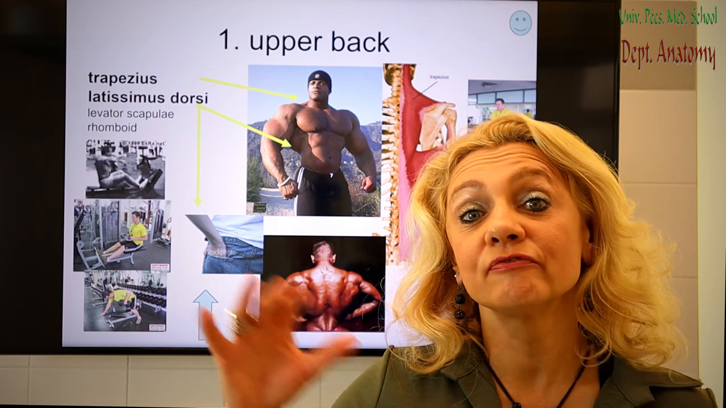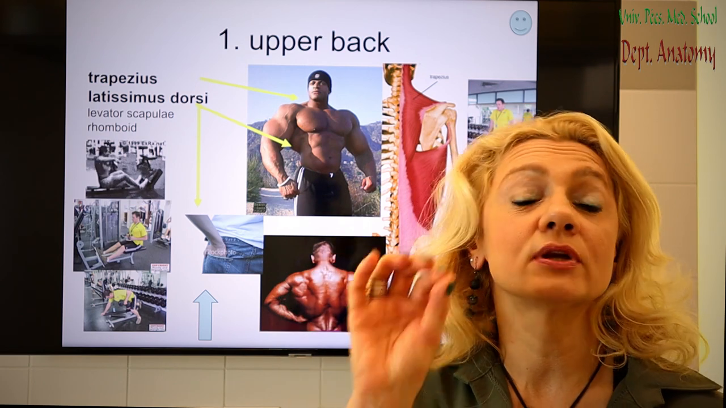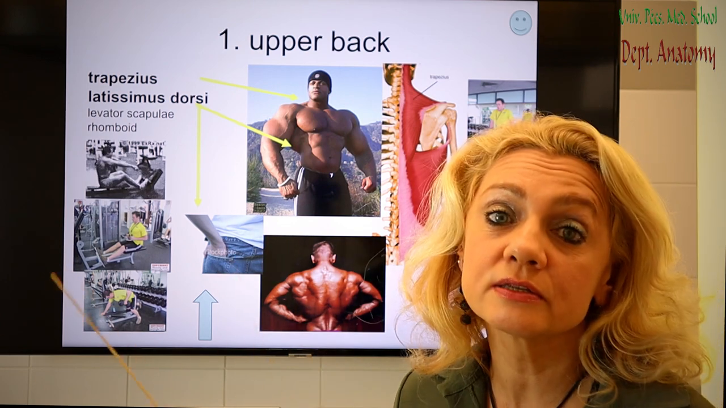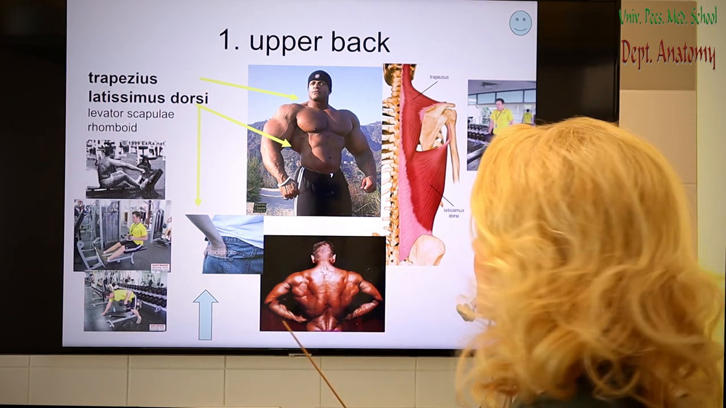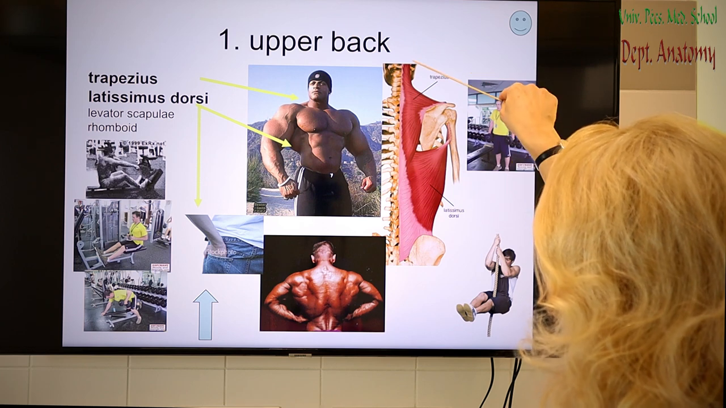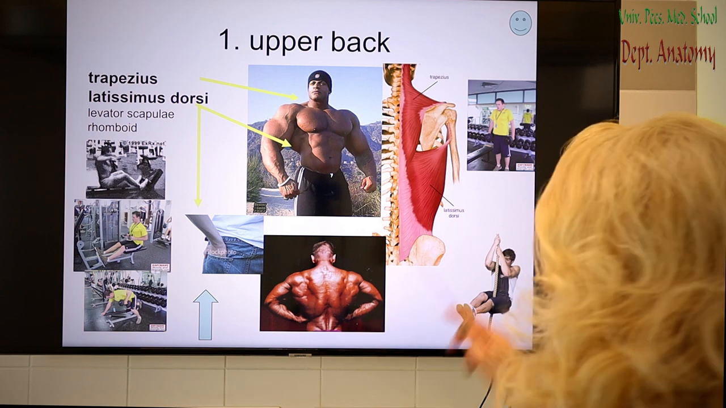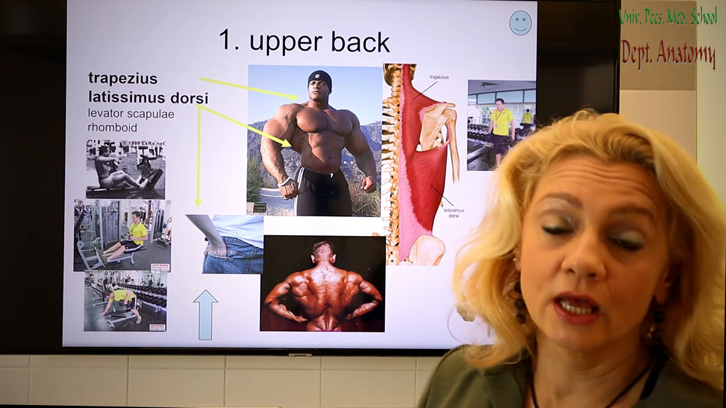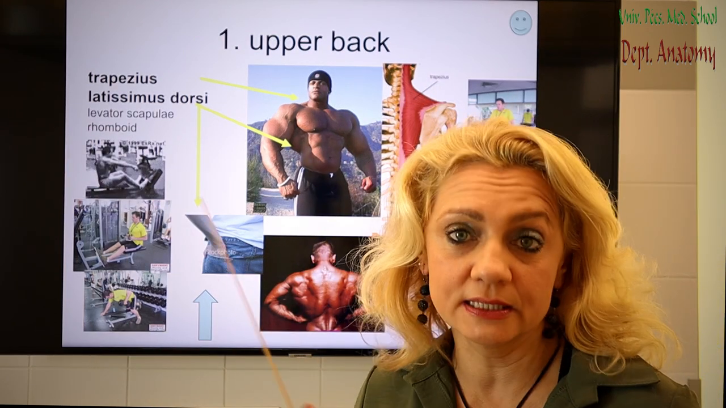But if we have a huge muscle with different parts, fibers running in different directions, then it is possible that two different parts do two different things. For example, trapezius is an excellent example for this. It's a very big muscle starting from the occipital bone to the 12th thoracic vertebra. So it has descending, straight and ascending fibers. So obviously the descending and ascending fibers can do opposite things.